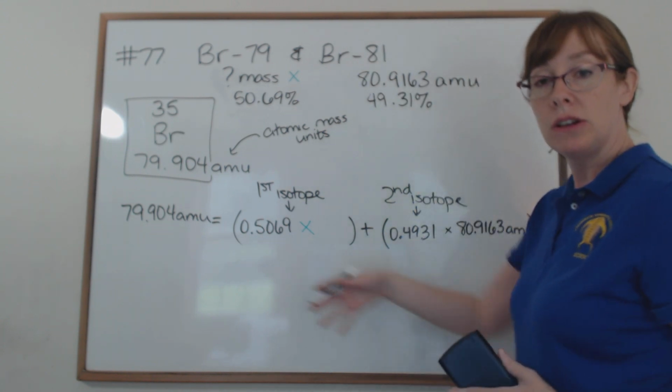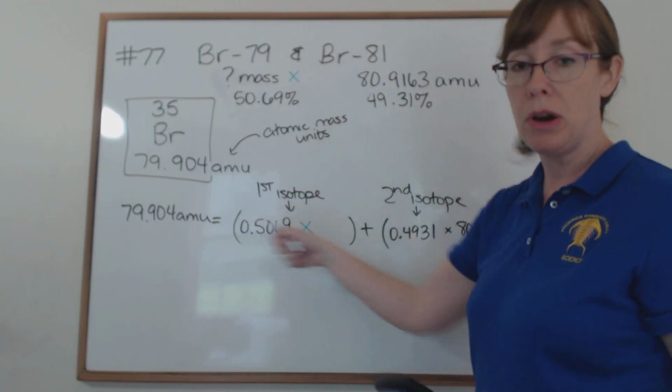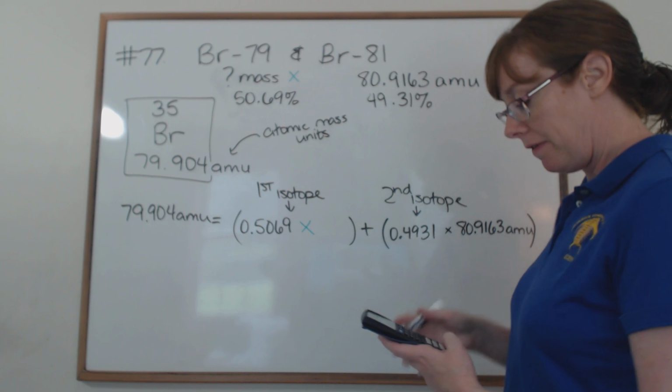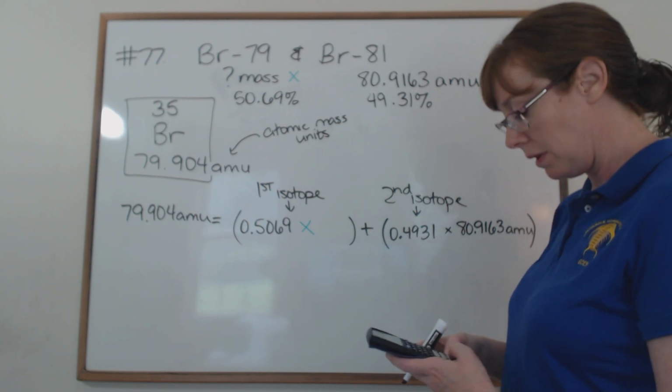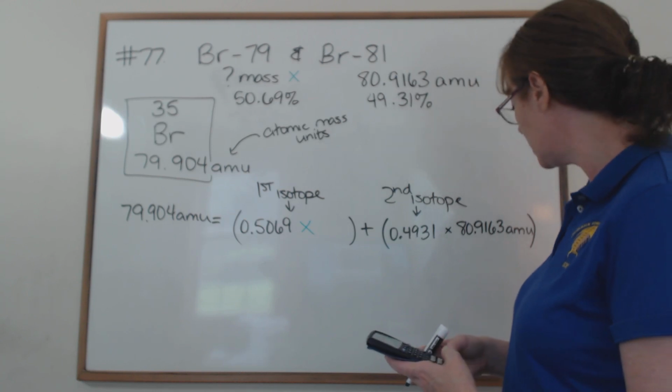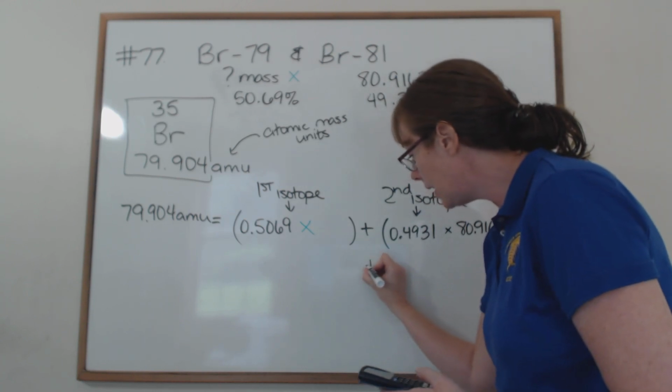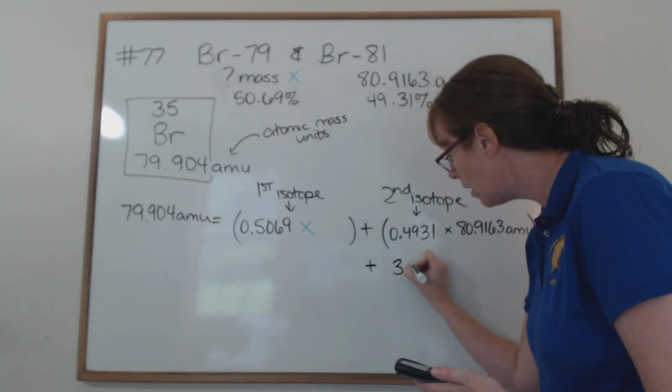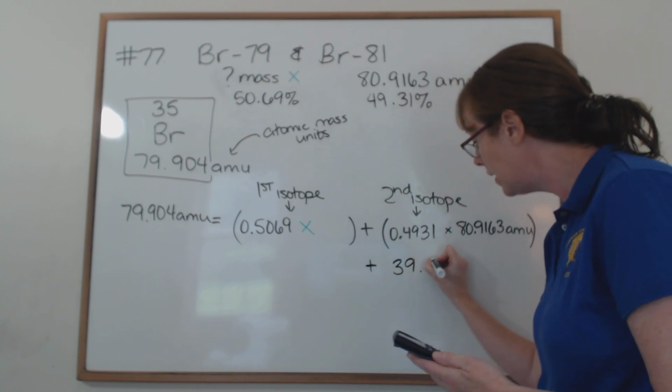So now we just have to start simplifying our equation, because we have all the parts. Let's go ahead and do this part first: 0.4931 times 80.9163. So I'm getting 39.899.